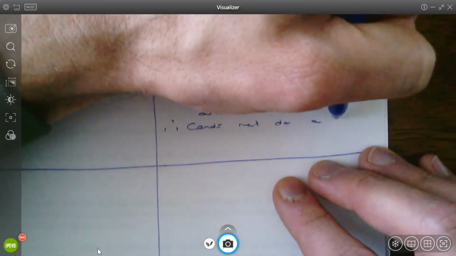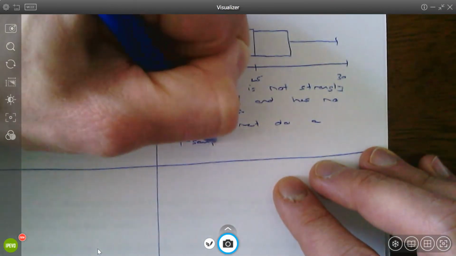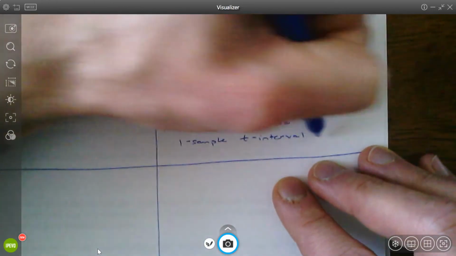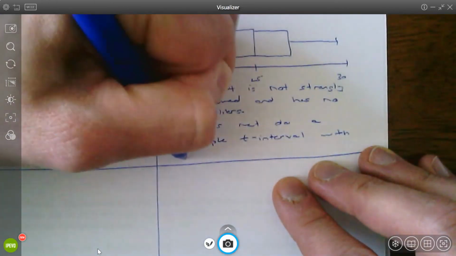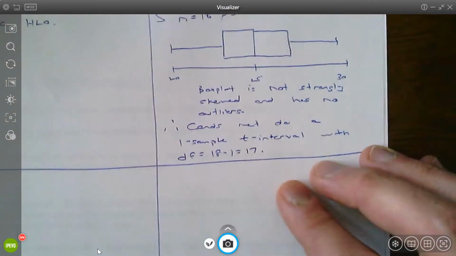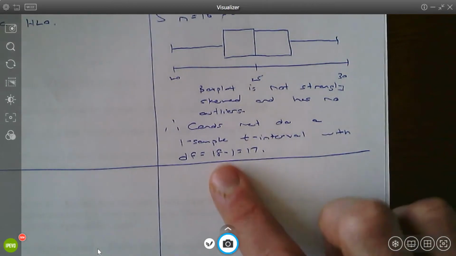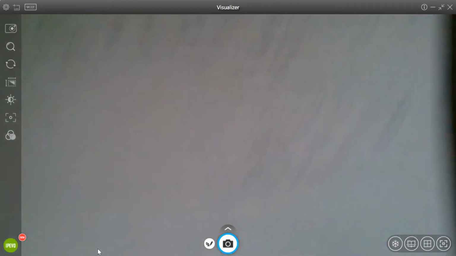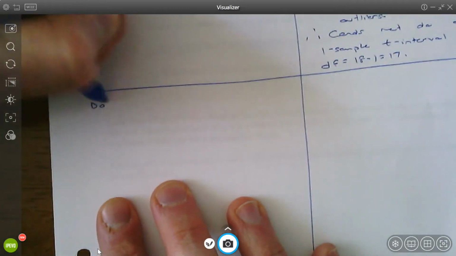We are going to do a one sample t interval. You have to name that procedure, and you have to include the degrees of freedom, with degrees of freedom equal to 18 minus 1, 17. I don't care if you put the degrees of freedom in the plan or the do step, but you do have to include that. All right, moving on to the do step.